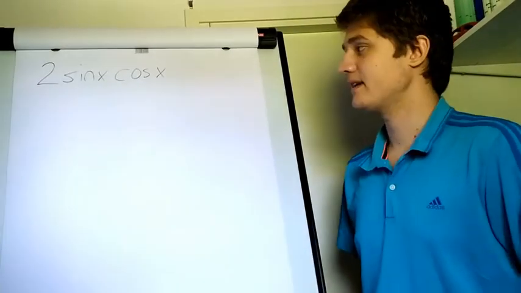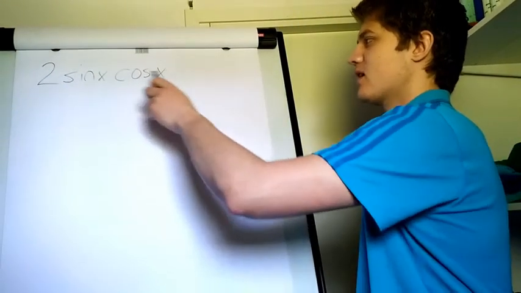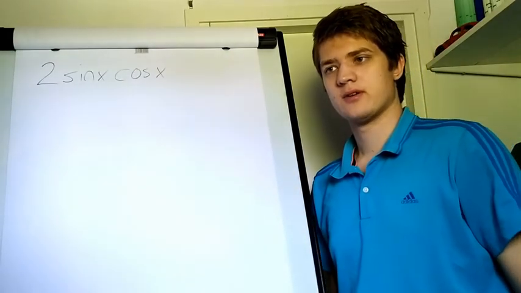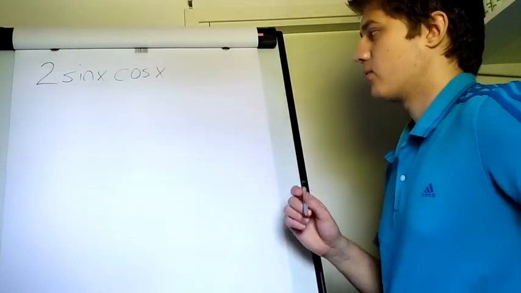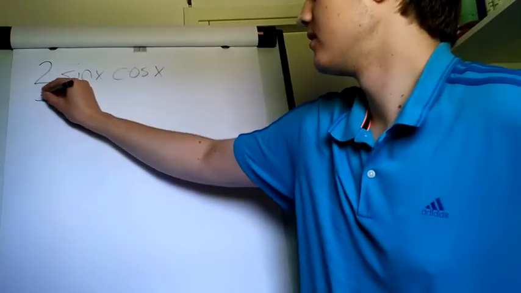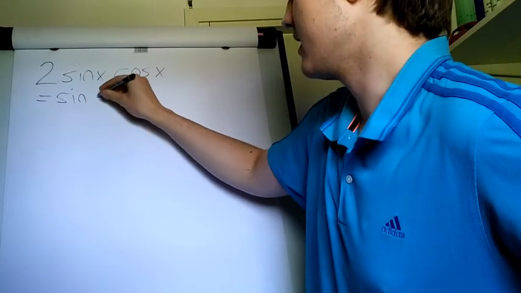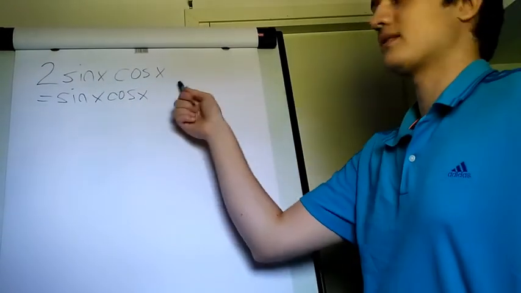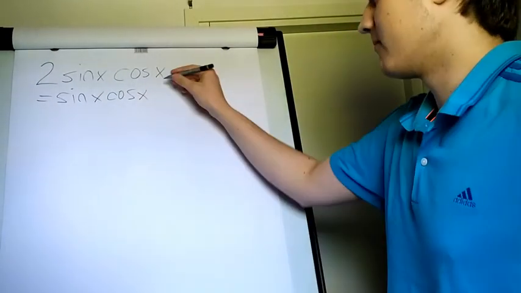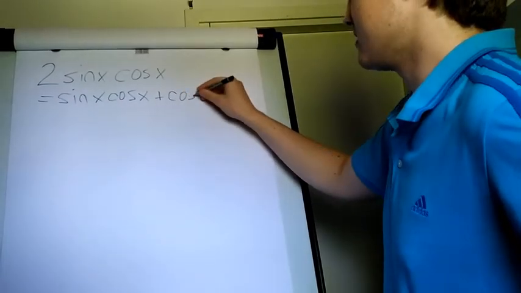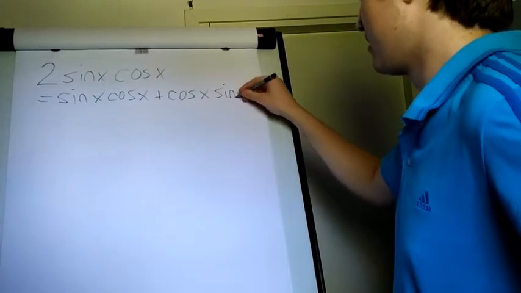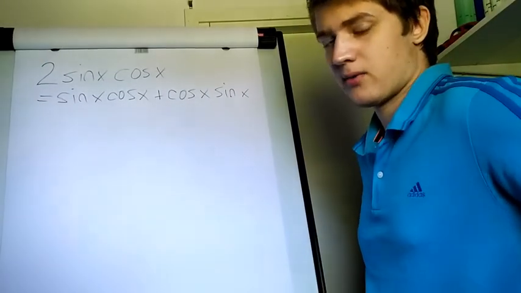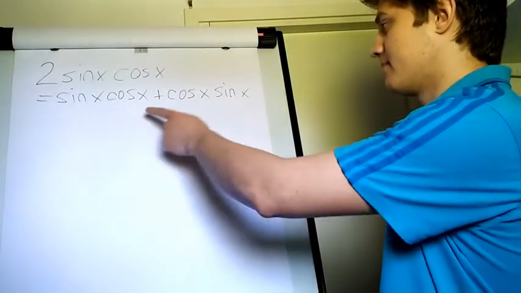And then we had the 2 sine x cosine x in our expression in the problem, and we are going to study this one. So we discovered that this is also sine x cosine x plus sine x cosine x, but I am, for a specific reason, going to write this way. I'm flipping the cosine and sine the other way around in the second term.